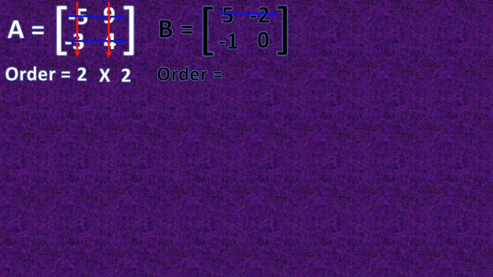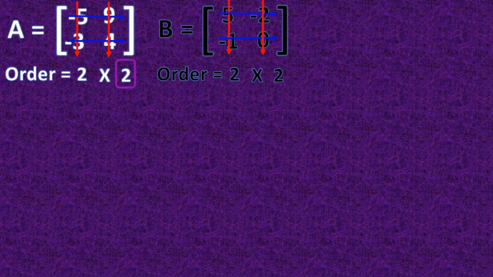First row, second row, so 2 multiply by. Now count the number of columns, 1 and 2. Number of columns are 2. So the order is 2 by 2.